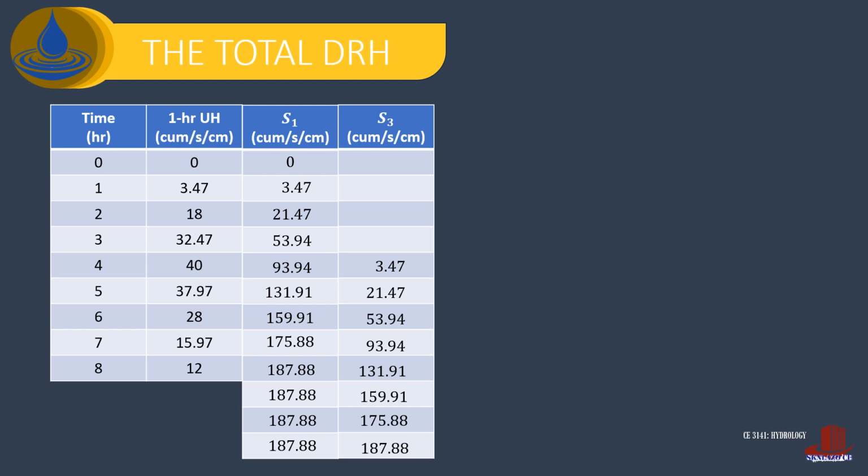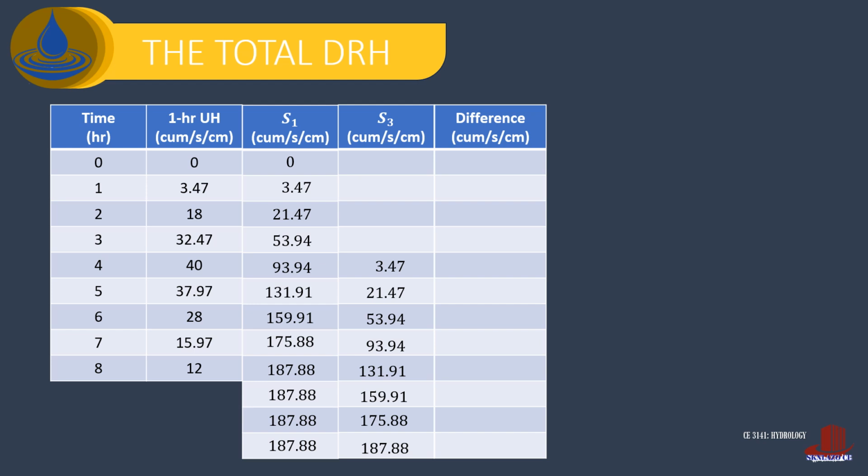With the two important S-curve columns already identified, we can take the DRH or their difference. T0 has 0. T1 has 3.47. T2 has 21.47. T3 has 53.94. At T4 is 93.94 minus 3.47 or 90.47. At T5 is 131.91 less 21.47, which is 110.44.